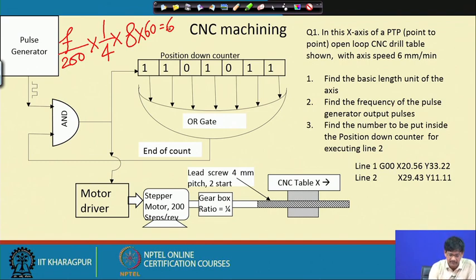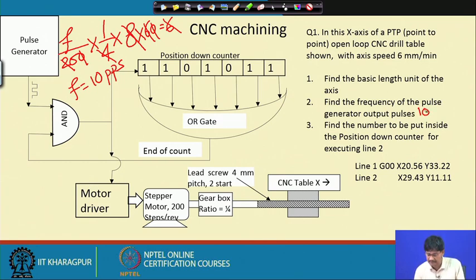Now, here what will cancel out? 6 with this 6 and this 0 with this 0, this 4 with this 8 and this 2 with the rest of 8, and therefore we will have f equal to 10 pulses per second. Okay. So, this one is 10 pulses per second.